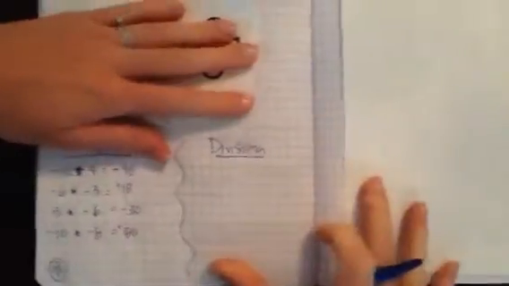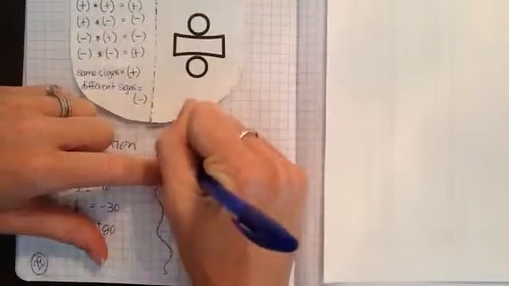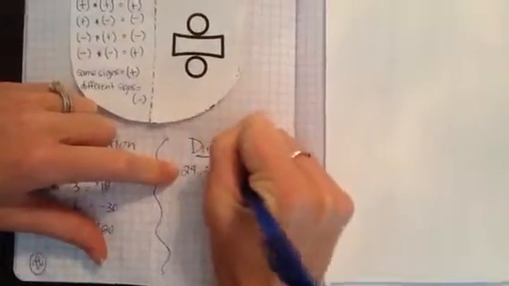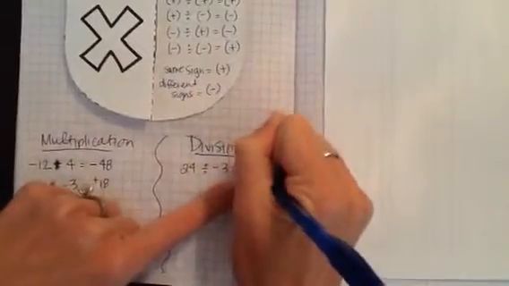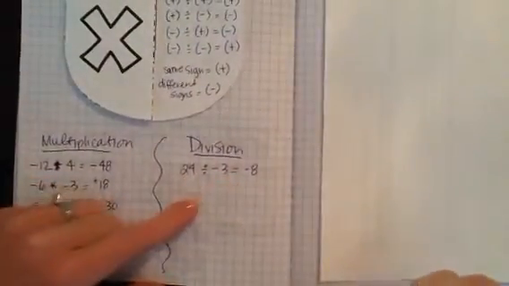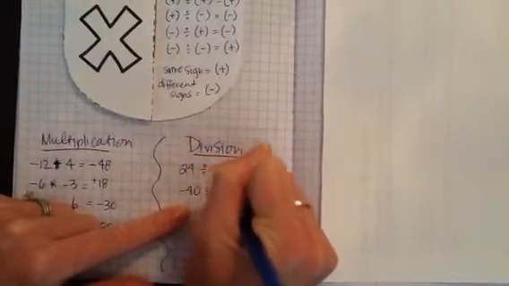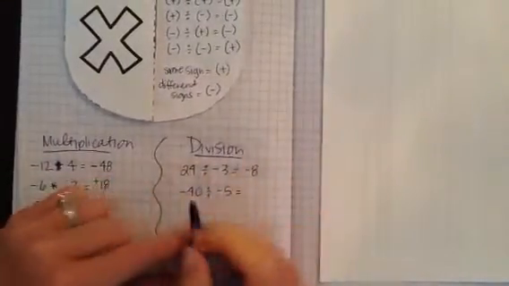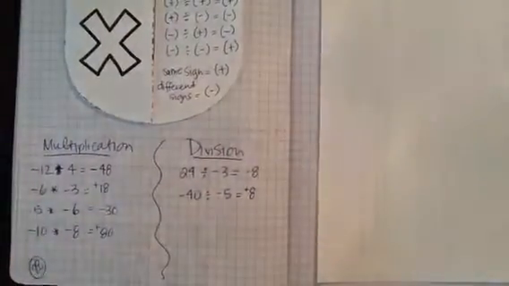All right, let's do a few examples for division. If we are dividing 24 by negative 3, well, let's look at our division side. So we have a positive divided by a negative. It's going to give me a negative. 24 divided by 3 is 8, so it should be a negative 8. If I have negative 40 divided by negative 5, signs are alike, means that we're going to have a positive answer. 40 divided by 5 gives me 8, so it should be a positive 8.